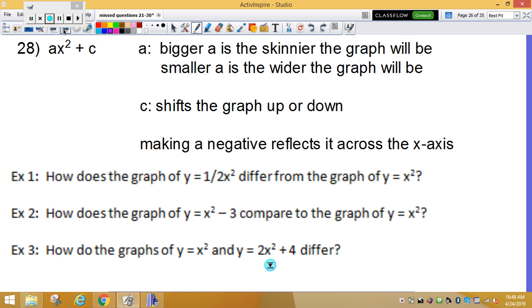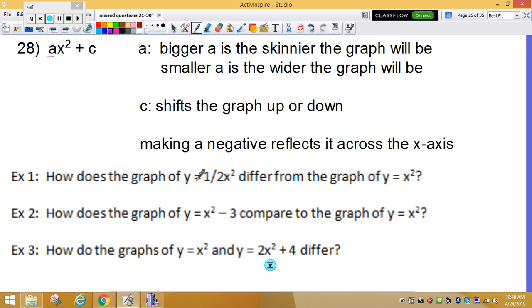28, here's what you need to know. The number with the x squared, this A. The bigger A is, the skinnier the graph will be. The smaller A is, the wider the graph will be. And then C is going to move it either up or down, shift it up or down. And making A negative reflects it across the x-axis.